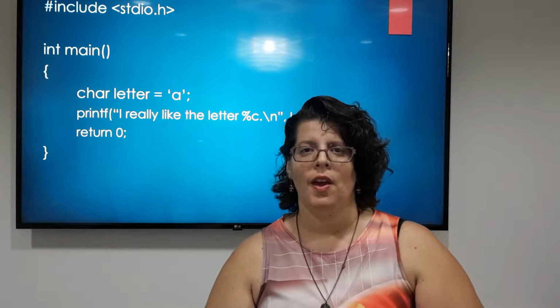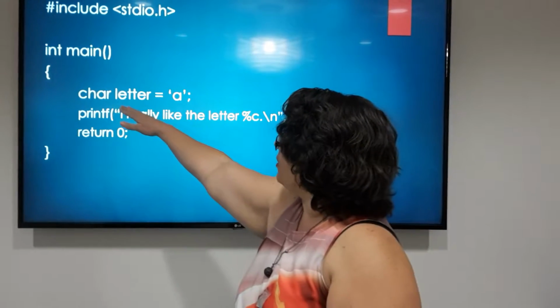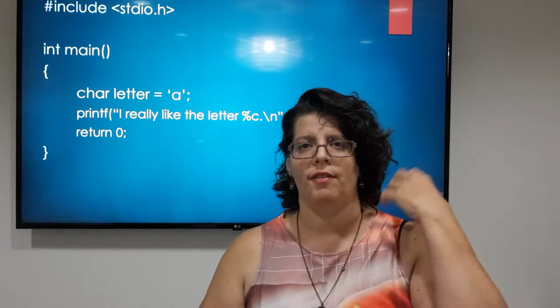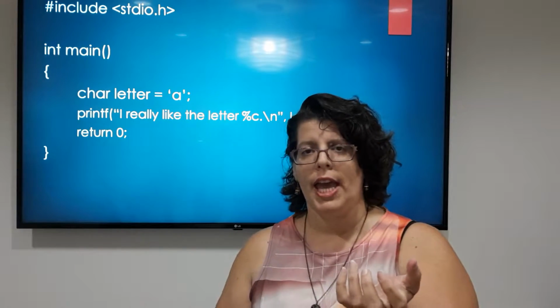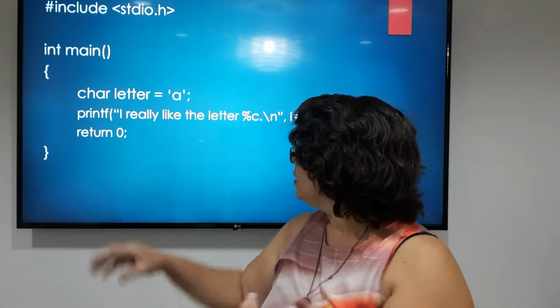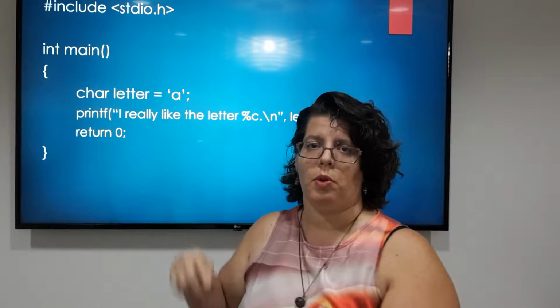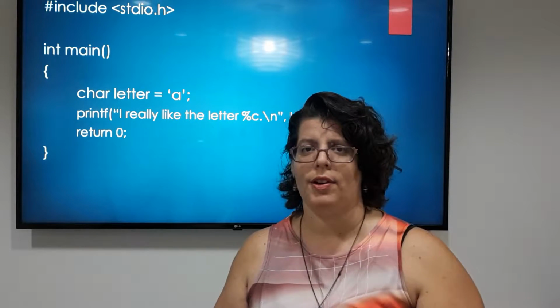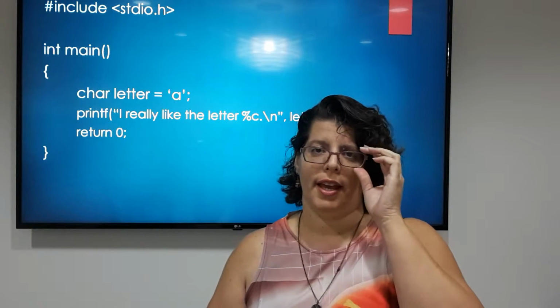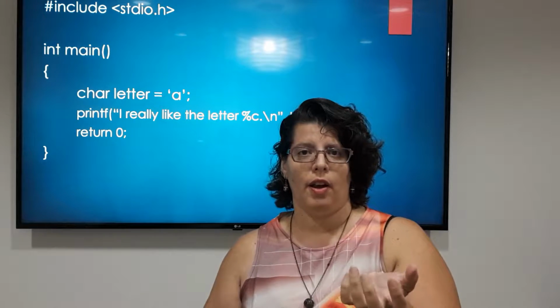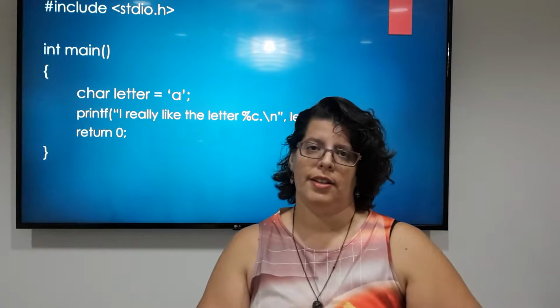In this line here, we have char letter. So we invented a brand new variable called letter, and we put the letter A in it. Remember, the letter A means single quotes around it. Always have single quotes around your characters and the semicolon at the end. So we made a brand new variable called letter and we put an A inside of it.